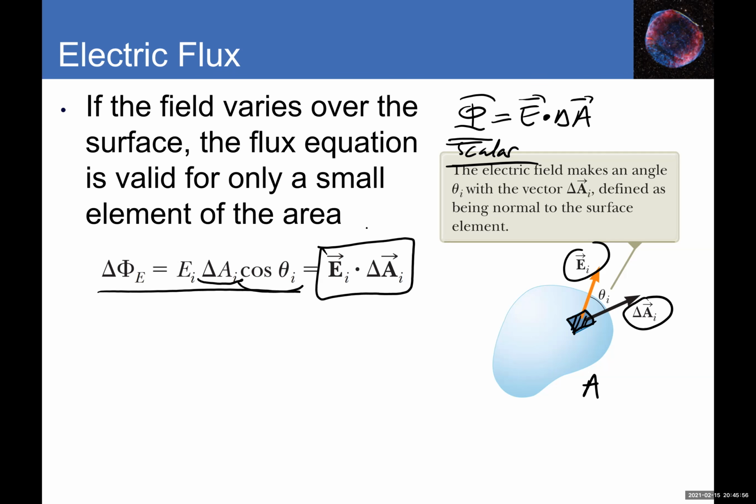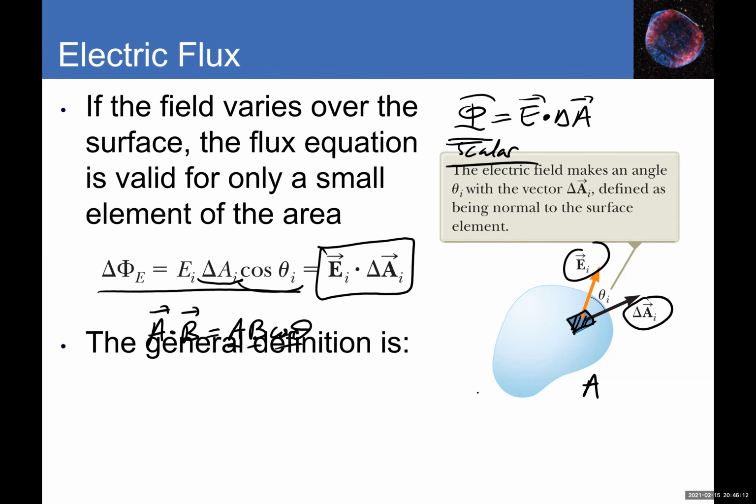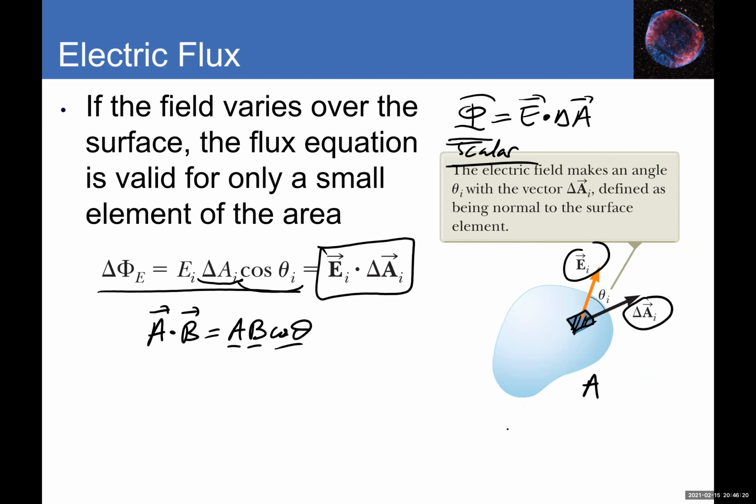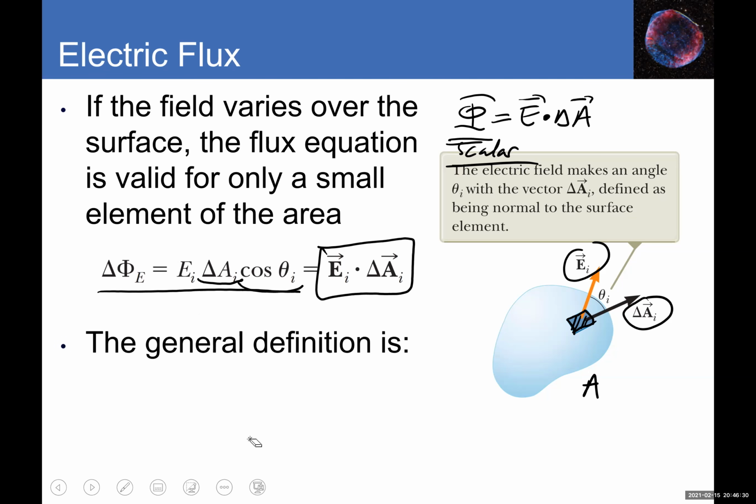And another thing, if you hopefully remember about the dot product, is that if you're doing the dot product of two vectors, A dot B, this equals A times B times cosine of theta. That means the product of their magnitudes times the cosine of the angle between them. And that's why we had this equation, E A cosine theta, because it is, after all, a dot product between two vectors.